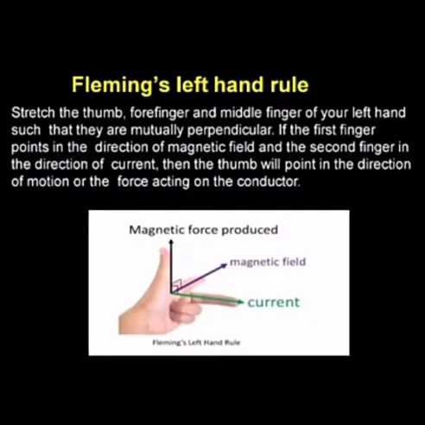Let's know about Fleming's left hand rule. Stretch the thumb, forefinger and middle finger of your left hand such that they are mutually perpendicular. If the first finger points in the direction of the magnetic field and the second finger in the direction of current, then the thumb will point in the direction of motion or the force acting on the conductor.